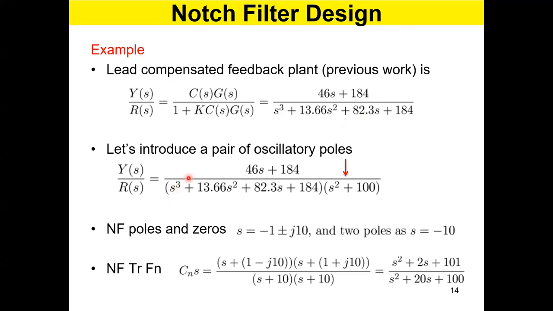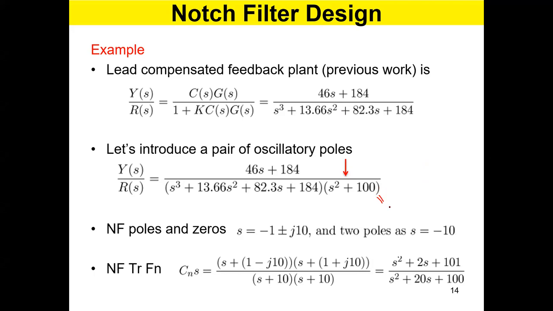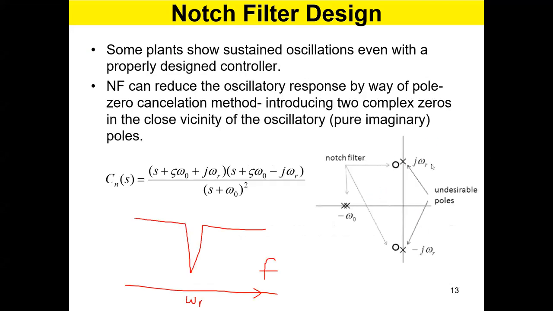So this plant here is the lead compensated plant. Now I'm going to introduce two troublesome poles here, S square plus 100. When you set this part to zero, S is plus or minus J10. So those are the two dominant oscillatory poles, this pole and this pole.